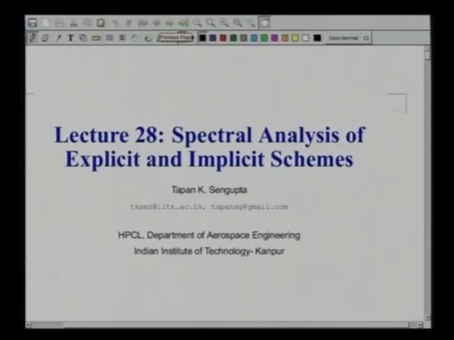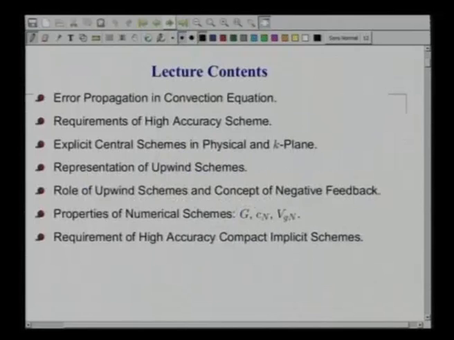This is lecture 28 and we are going to talk about spectral analysis of explicit and implicit schemes. The specific content of this lecture is as follows. We will first be talking about how error propagates in convection dominated physical systems. That should set us up for the requirement of high accuracy schemes, what exactly we want to do with that.